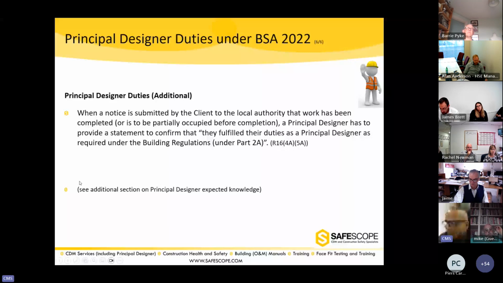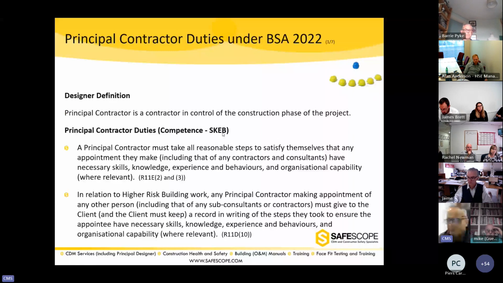Because that could be presented in the court really to say, principal designers say they complied with their duties. Now ask him how they did that. Principal contractor duties, similar to principal designer in a way, but focused on a construction phase. Principal contractor is a contractor who is in control of construction phase.